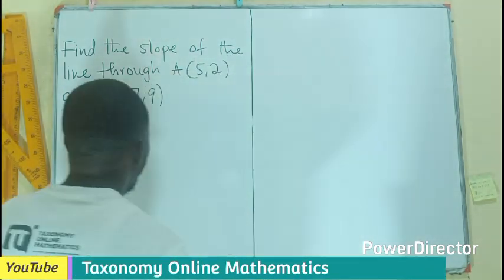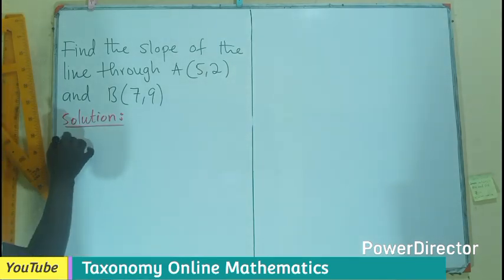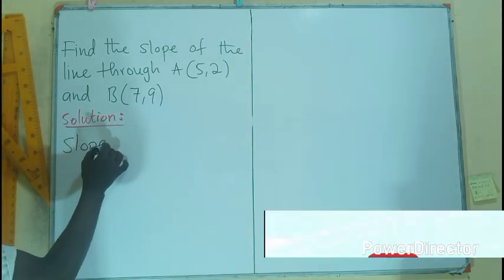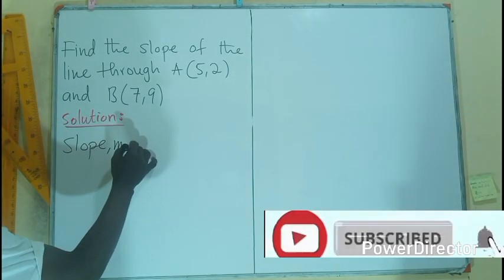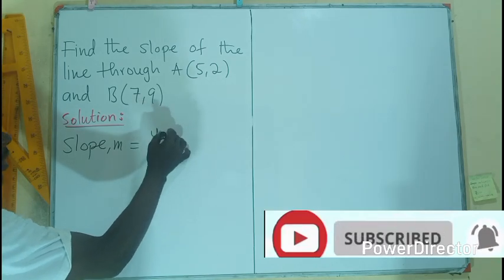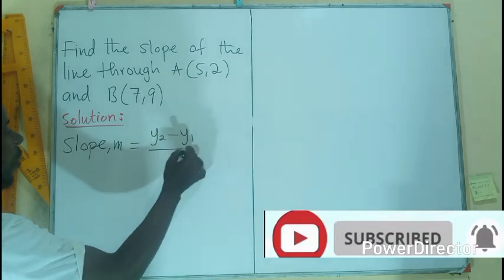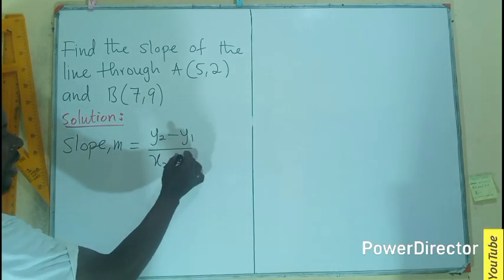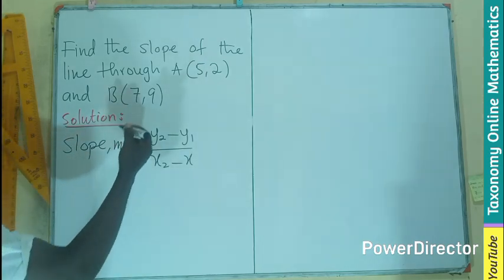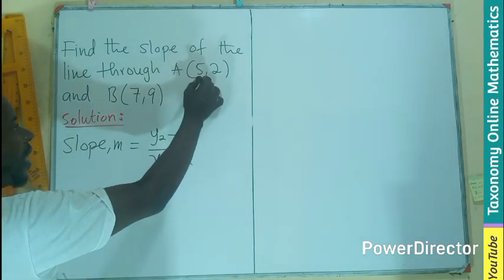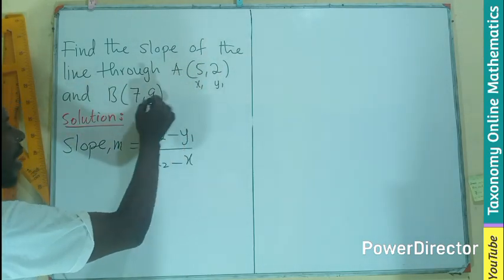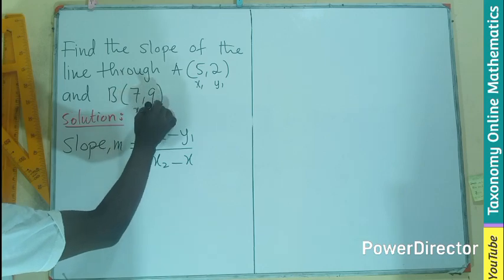Remember, a slope, or better still, gradient. Let me just use it: the slope of a line, which is m, is given by the change in the y-axis over the change in the x-axis. So given the point, this is the first point. So this is your first x, your first y, second x, second y.